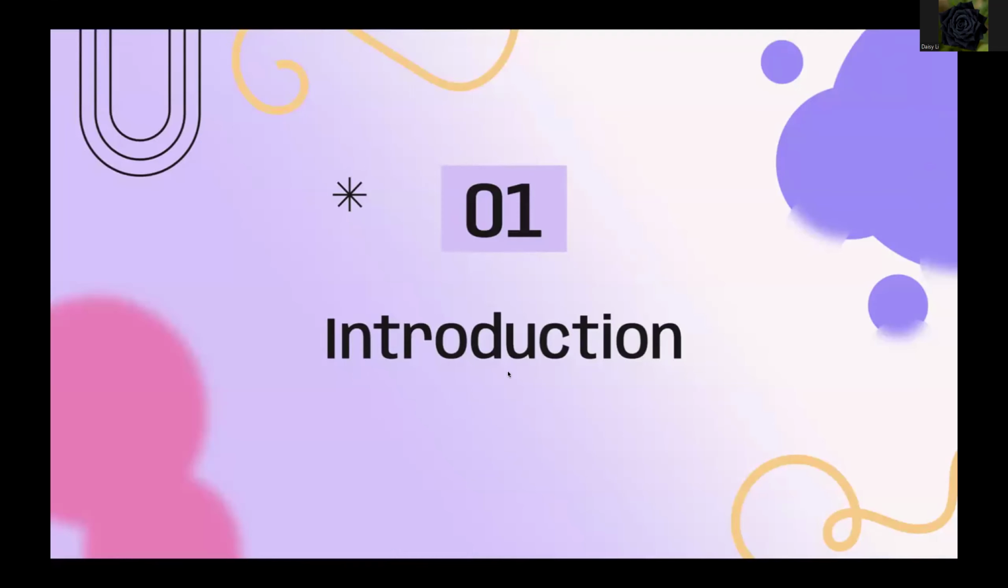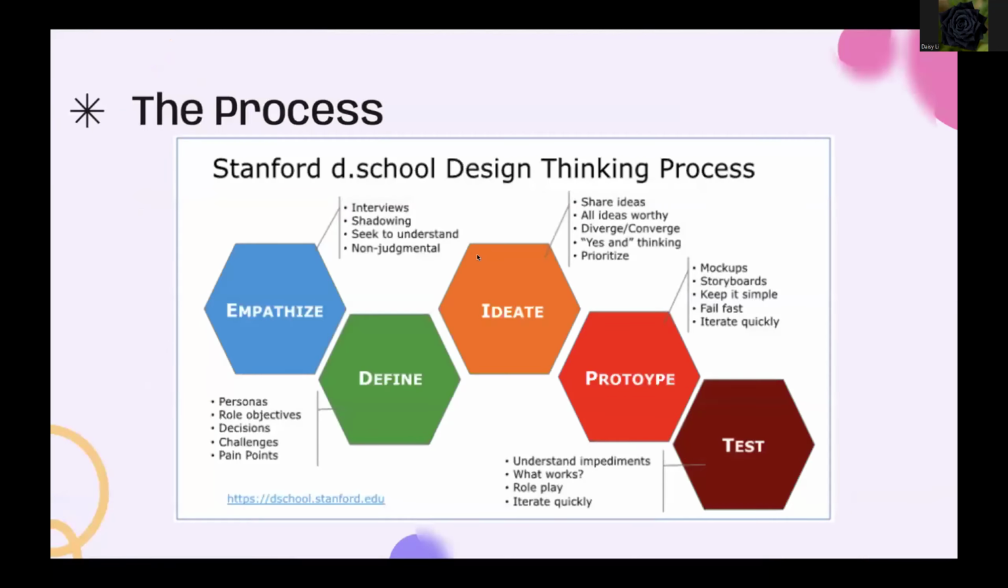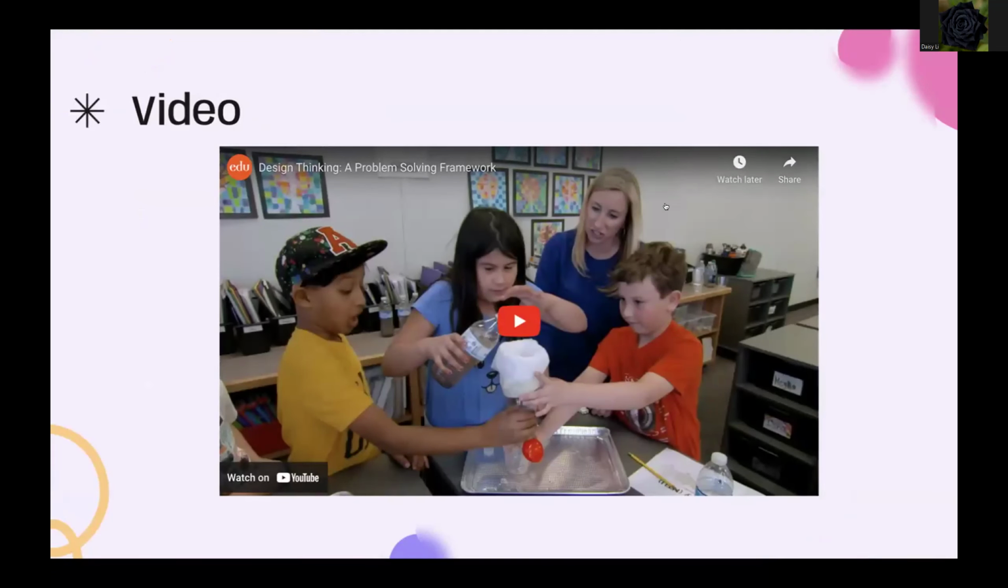First, let me introduce the design thinking process. What is the design thinking process? The design thinking process is a process that helps you come up with solutions for problems of any kind. It is widely used in all contexts, but especially for innovations, and it consists of 5 key steps. These steps are empathize, define, ideate, prototype, and test. Now, I will be presenting a video that will hopefully clarify what the design thinking process is and help you.